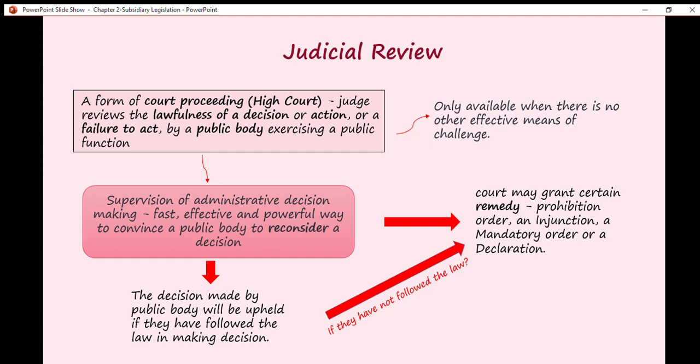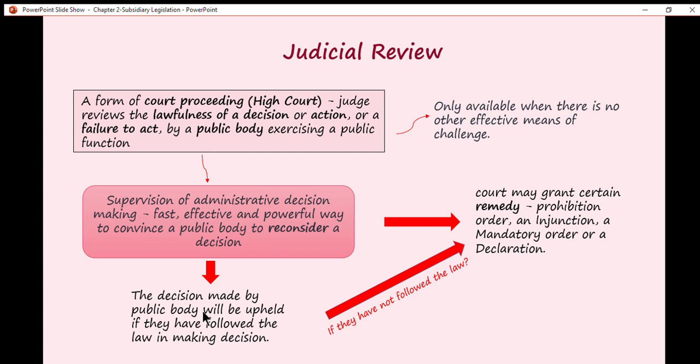So the judge will review the lawfulness of a decision or action or a failure to act by a public body exercising public functions. Statutes have conferred powers on them, referring to the public body or public authority. So in order to make sure that they have exercised the power according to the statute or according to the law, we need a judicial control, known as judicial review. It is supervision of administrative decision making in order to ensure a fast, effective and powerful way to convince a public body to reconsider a decision. So they have to make decisions according to the law.